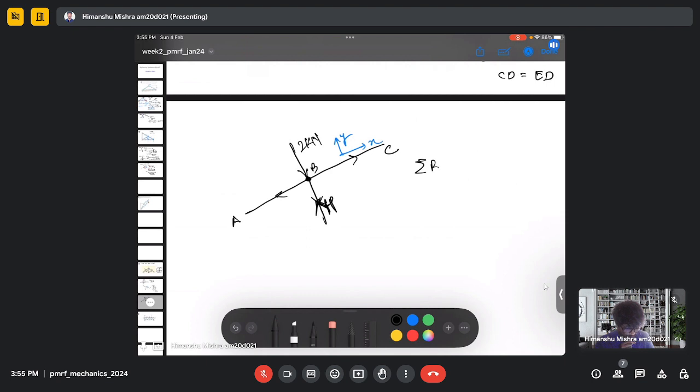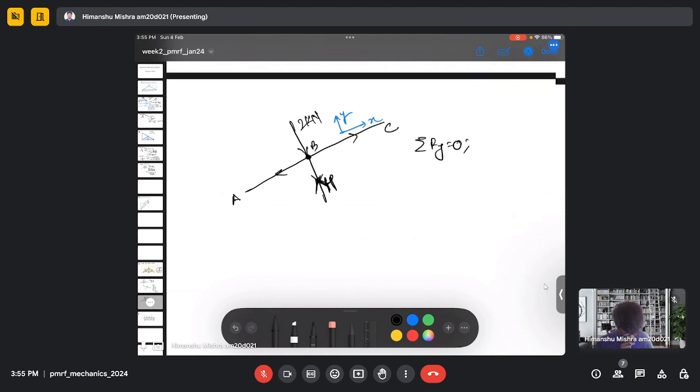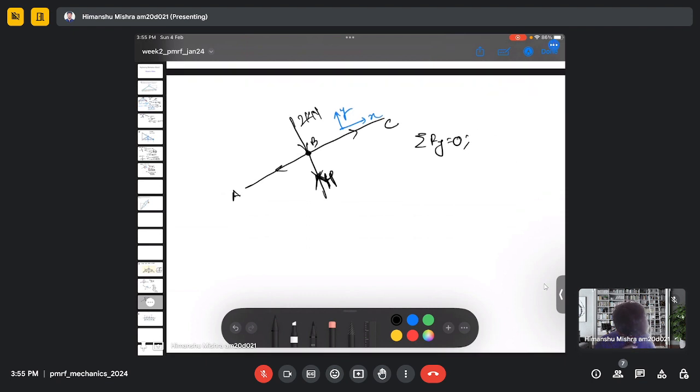So if I do the force balance in the Y direction, I will have BH minus 2 equal to 0, BH equals 2. And you can see here the force in the BH member is not 0, it is actually 2 kilonewton. And on doing the force balance in the X direction, I will have AB equal to BC.